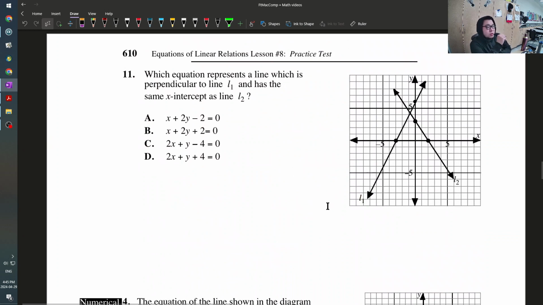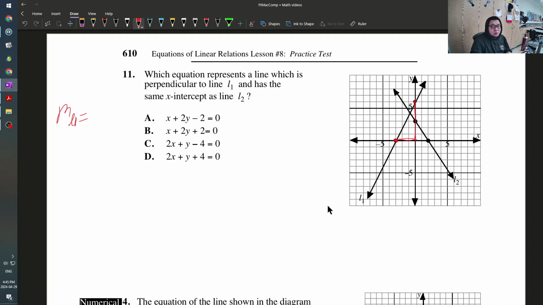Which equation represents a line which is perpendicular to line 1 and has the same x-intercept as line 2? So we first have to find the slope of line 1 and then take the negative reciprocal of it, and then we find it with the x-intercept of 2. Okay, takes a little while. So what is the slope of L1? I think it gives 2 points that they want us to use.